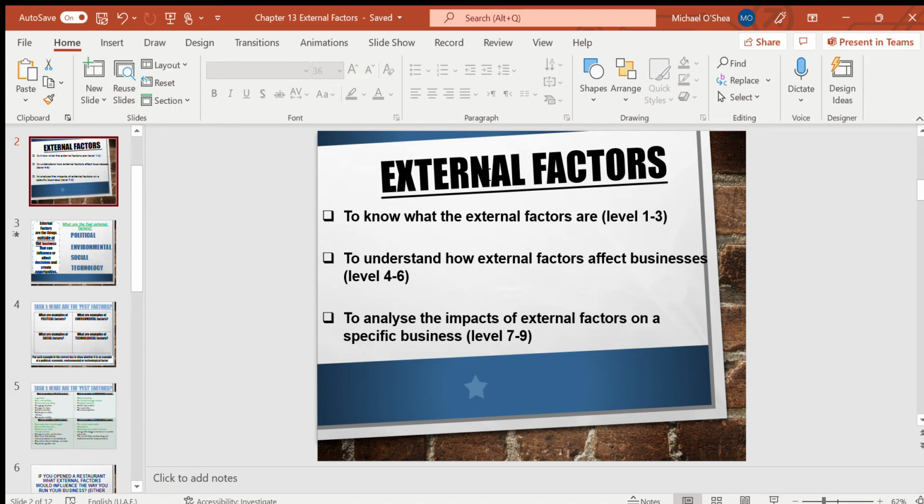And external obviously being something outside of a business. So these are things that will affect our business, but they're things that we can't control. They're things that are going to happen outside of our business. So internal being in your business, external being outside your business.